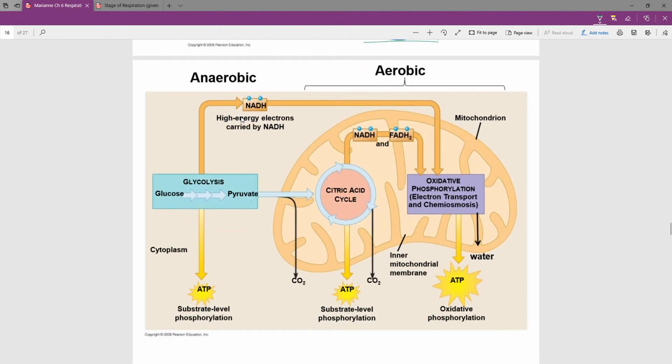As a summary, of how it all comes together, we have the three stages: glycolysis, the citric acid cycle, and oxidative phosphorylation, which is both the electron transport chain and chemiosmosis. Now, they happen in different places. Glycolysis happens in the cytoplasm, whereas the other two happen in the mitochondria.